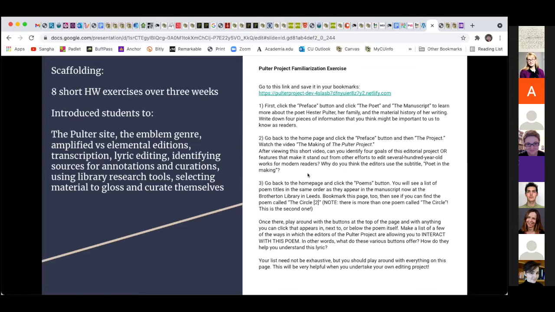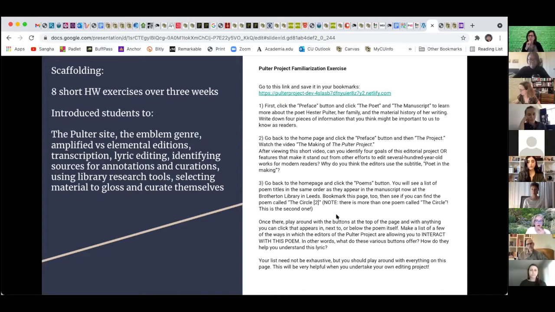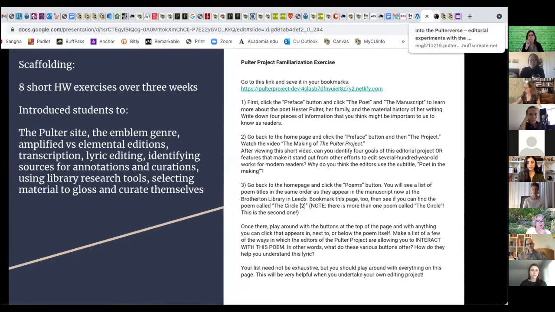And I love that conversation we were having last time where Jessica Rosenberg was encouraging us to think about what it might mean to spend time with a poem. And I was really trying to get them to spend time with the project here. And I'll just show you what it looked like very briefly when they actually went through all of these steps, some of them in partnerships, and transcribed, edited, and curated an emblem in the style of the Pulter Project.